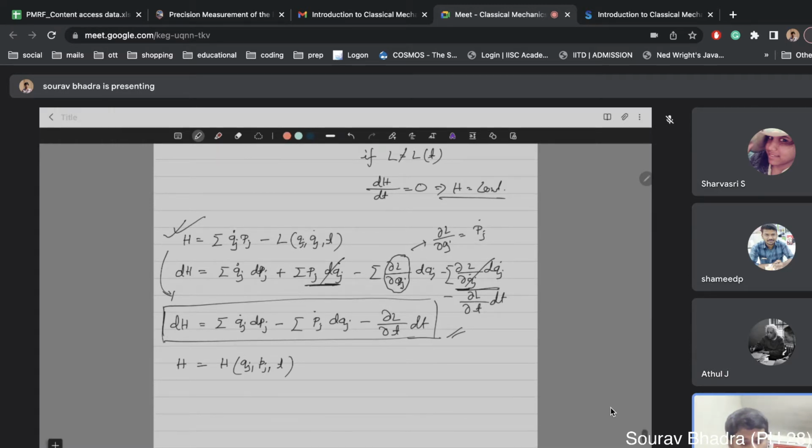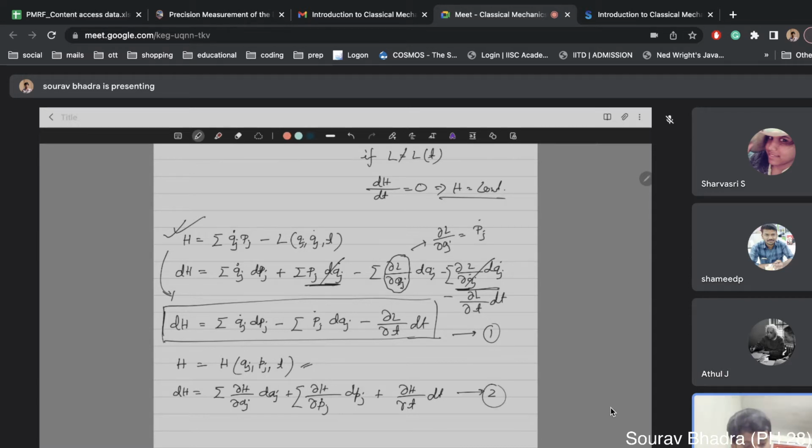Now we are going through another approach where H is a function of Q, P and T. So if we take dH here, that will give you del H del Qj dQj plus del H del Pj dPj plus del H del T dt. Why have we done that? Now we will compare these two different equations. This is equation 1, this is equation 2.